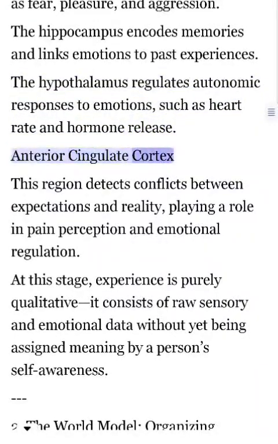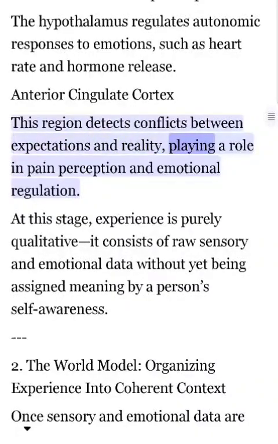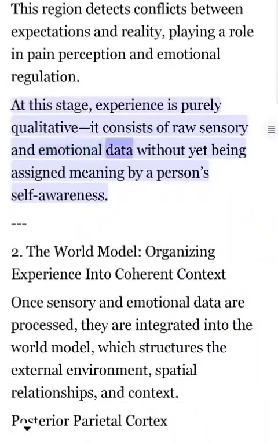Anterior cingulate cortex. This region detects conflicts between expectations and reality, playing a role in pain perception and emotional regulation. At this stage, experience is purely qualitative. It consists of raw sensory and emotional data without yet being assigned meaning by a person's self-awareness.